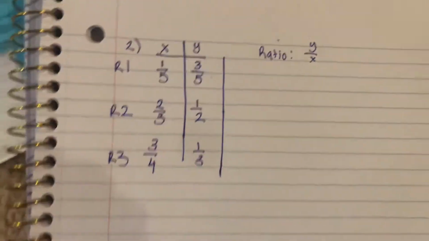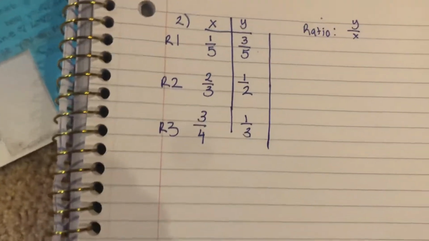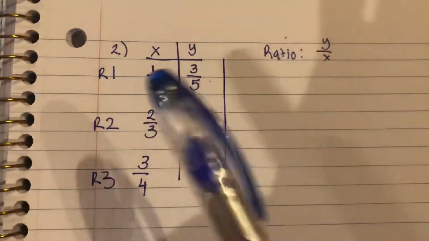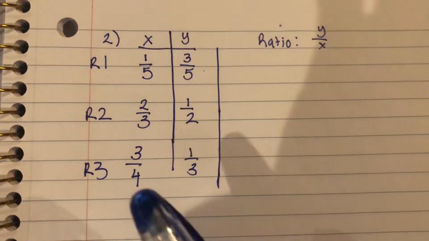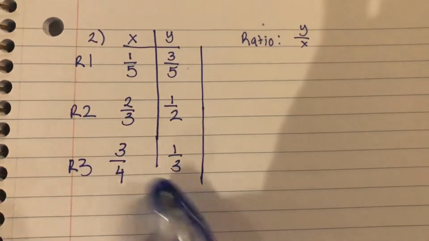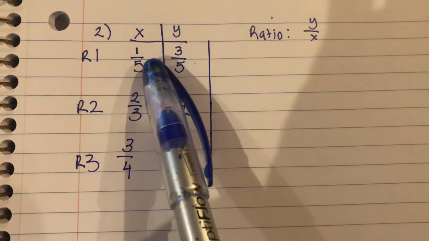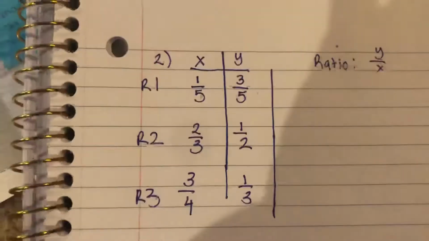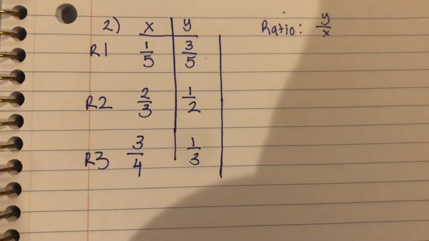Alright, so I have example 2, and again, we're trying to figure out if this table is proportional or not. So what I did was I took this table right here, and I transferred it over to my paper. And again, same thing, we have our x values, so if you want to pause the video and copy this down, please go ahead and do so. So we would have 1/5, 2/3, 3/4, 3/5, 1/2, and 1/3. And we're trying to see, well, is this proportional or not?